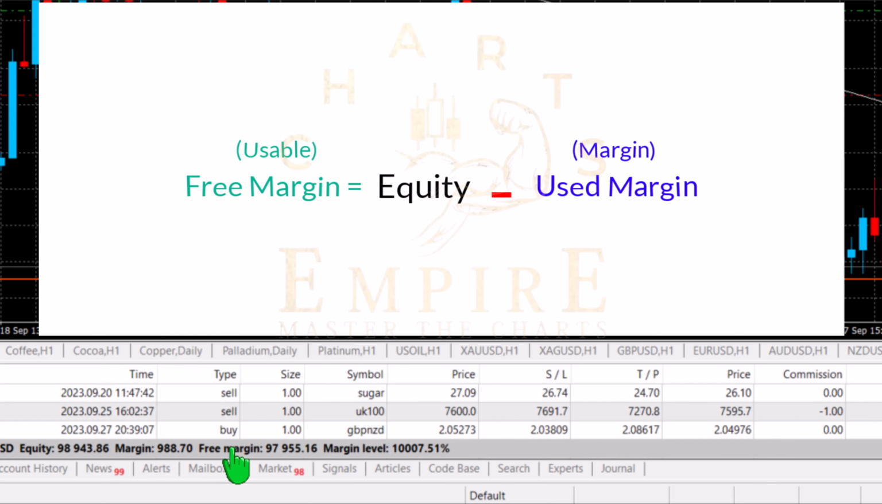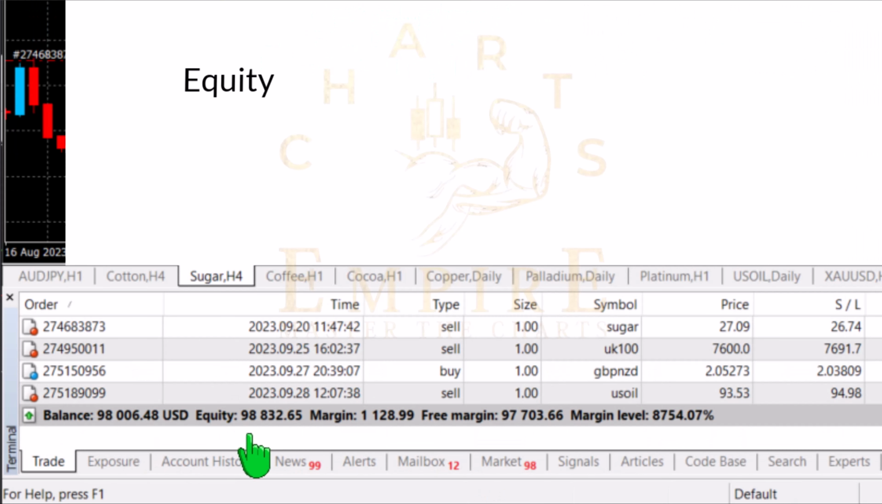Therefore, on every position you open in the market, there will always be an allocated required margin amount that will need to be reserved or subtracted from your free margin account. Now, there is a question for us as a trader. What if your account balance falls below your margin requirement? What will happen?